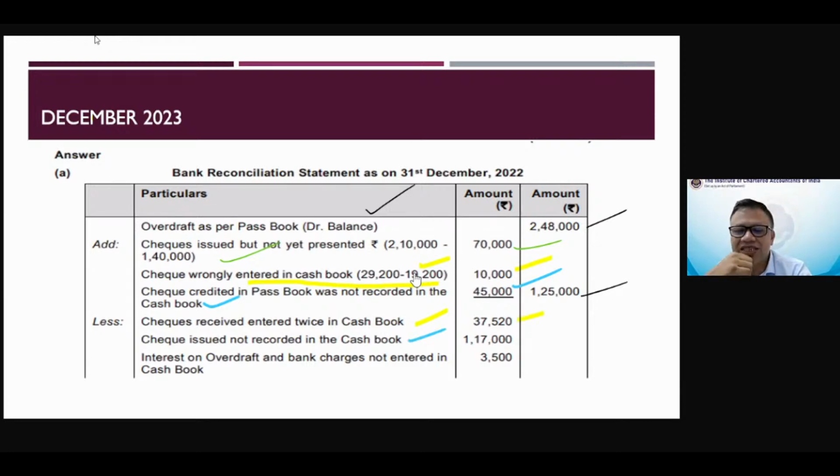Next is check which is issued but not recorded in the cash book. Now the check is issued and not recorded in the cash book. That means you cannot take that 1,17,000 as your increase in overdraft balance. Rather, you have to decrease your overdraft balance by 1,17,000 because you have to accept the error which has been committed by the cash book.